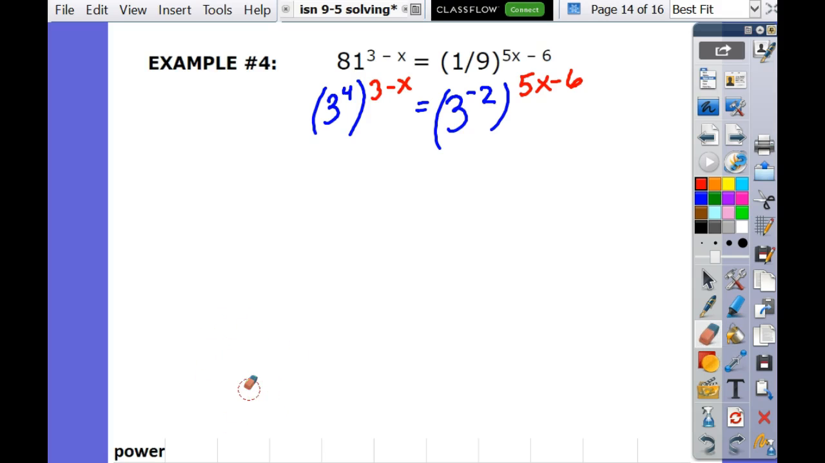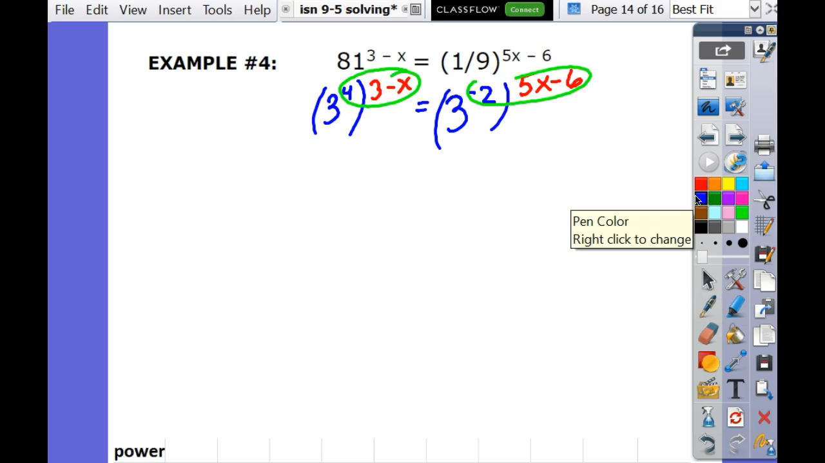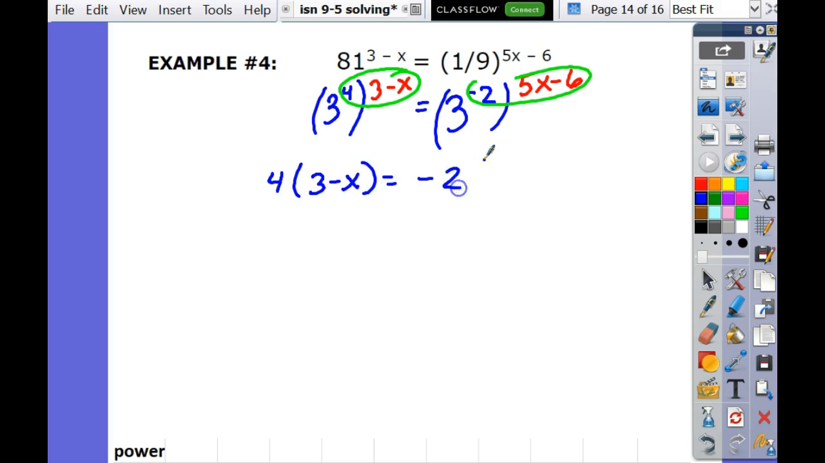And then the power rule says that you multiply those together and you multiply those together. So we have 4 times 3 minus x. And we have negative 2 times 5 minus 6. Can you distribute and finish solving?